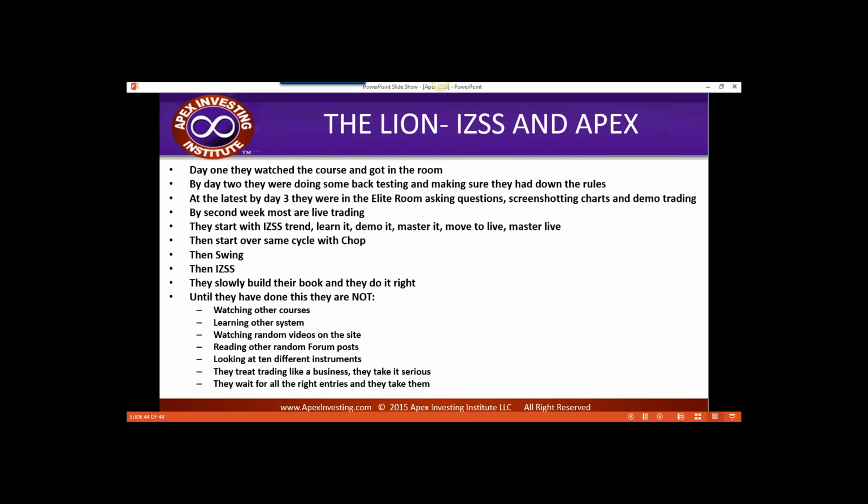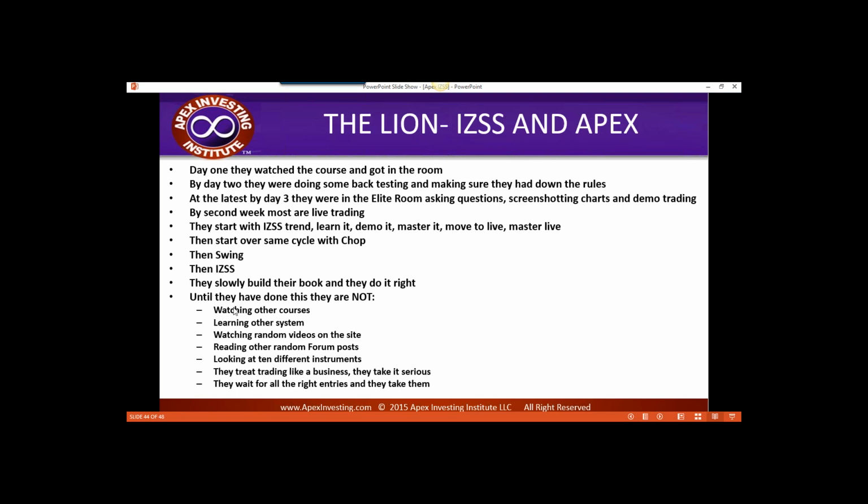Then they started over the same cycle with the chop trading. Learn it, master it, demo trade it, be profitable, move to live. Then from there, yes, they can add on swing trading or C's or whatever. They're slowly building their book to do it right.